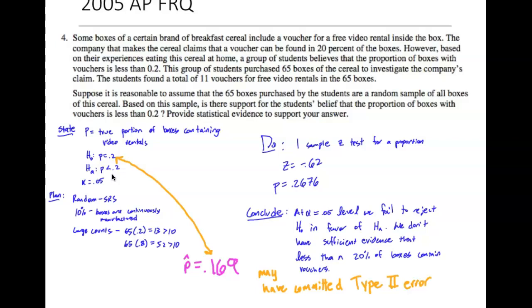And if we did, that means that really this cereal company is gaming the system. They're claiming to put 20% of the boxes with video rental vouchers, but they're actually filling less than 20% with video rental vouchers. In which case, we should have rejected the null hypothesis, right? So that would have been a type 2 error.